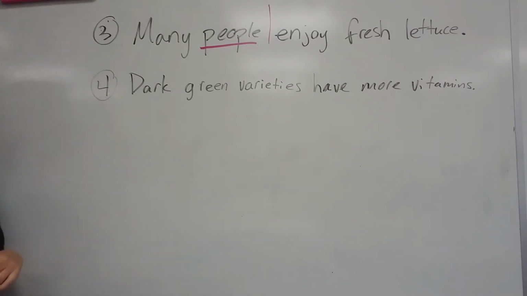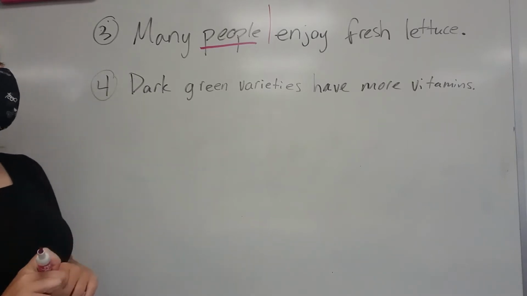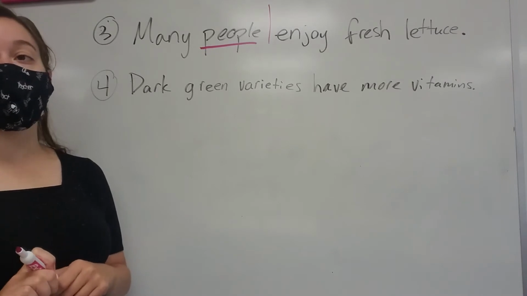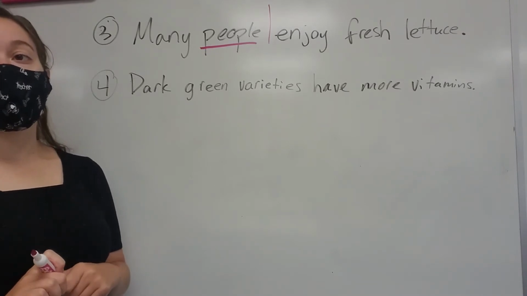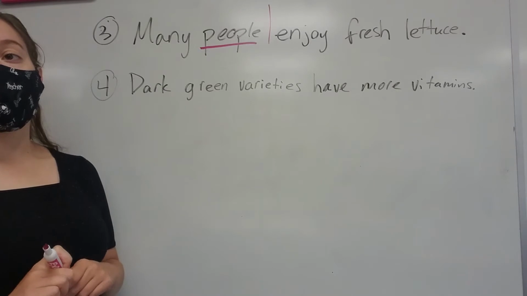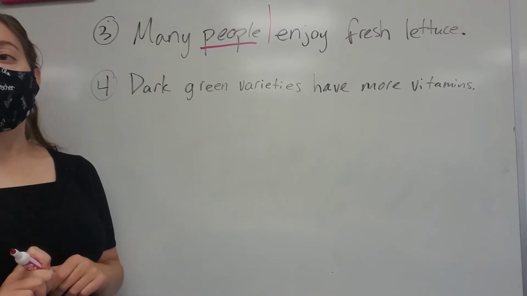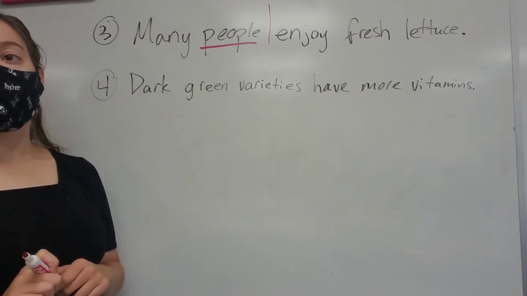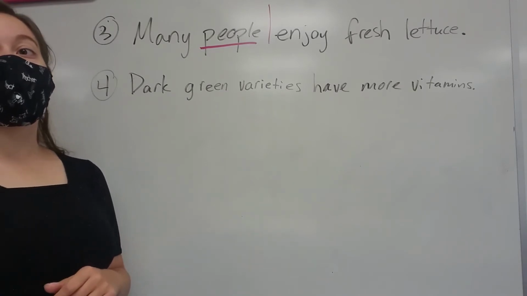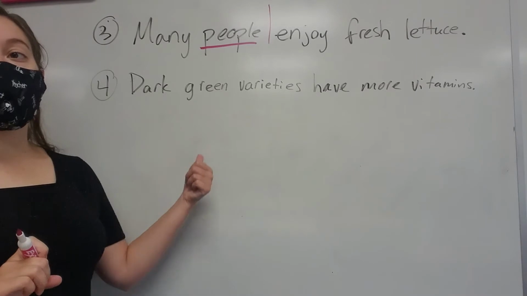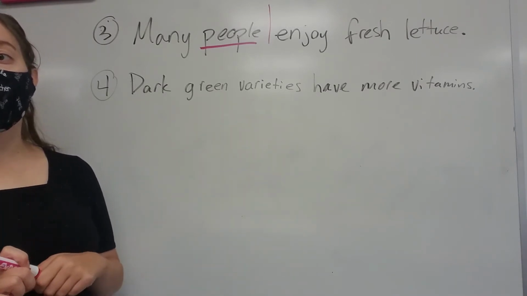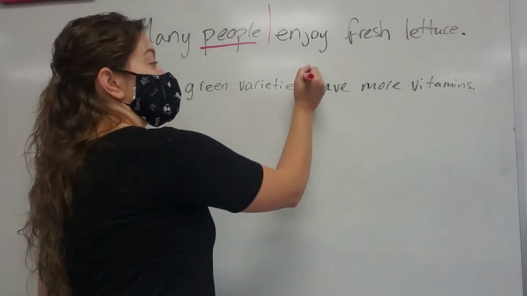Dark green varieties have more vitamins than iceberg lettuce. Between what 2 words do I need to do my line? Keegan? Between green and varieties. Not quite. Green is describing my varieties. So what word do I need to put it after? Varieties and have. Good. Varieties and have.